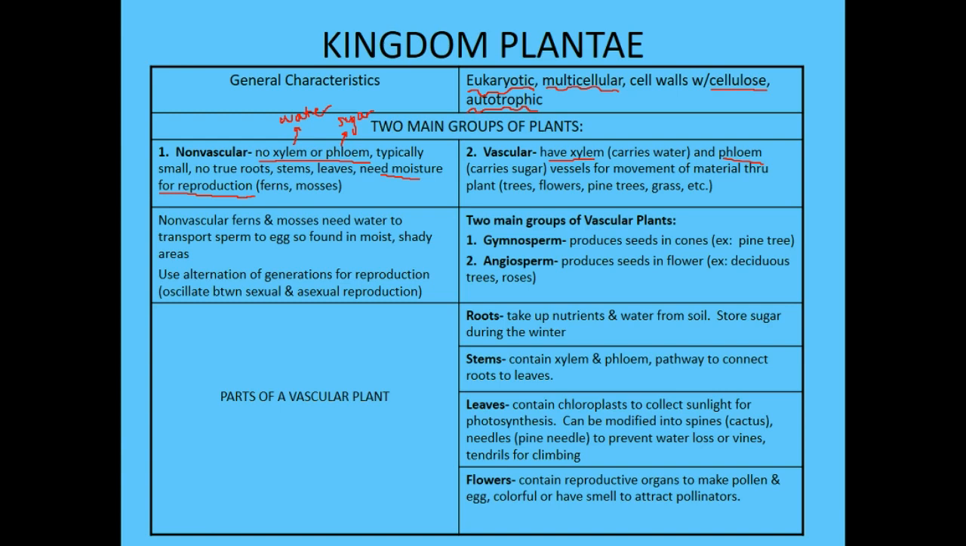Alright. Now reproduction here is a little bit different. Okay, so reproduction here is going to be very unique. It's going to be alternation of generations. And this is a process that fungi also do, but it's more seen or more emphasized in plants.